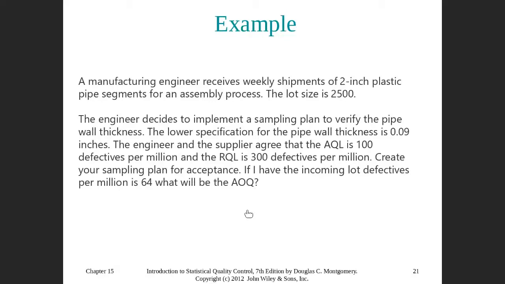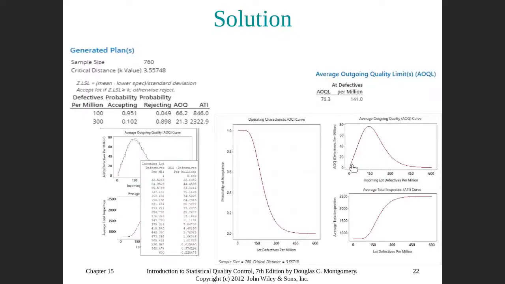when there are 64 defective per million. So you have the incoming lot defective per million, I have 64 placed horizontally here. So what will be the average outgoing quality? It will be something close to 20 items that will be considered to be the average outgoing quality.